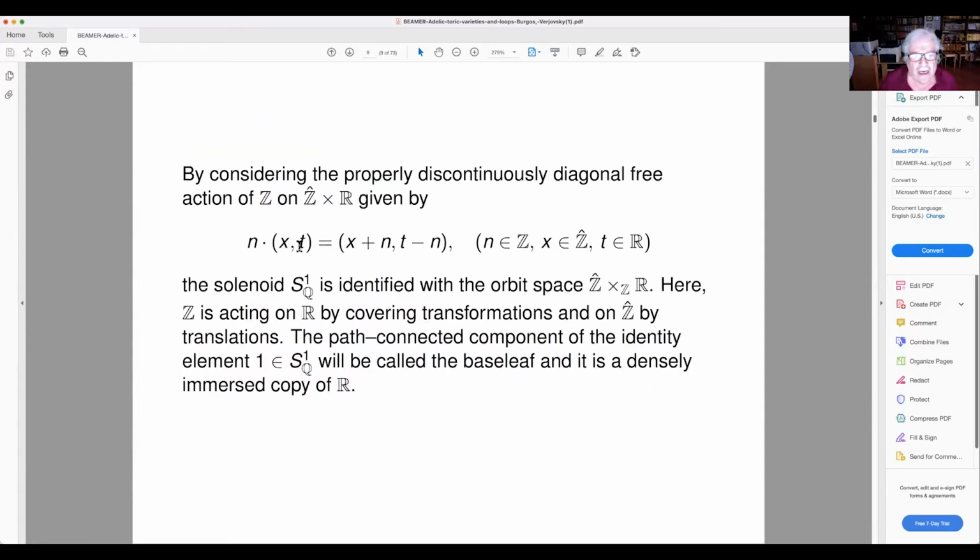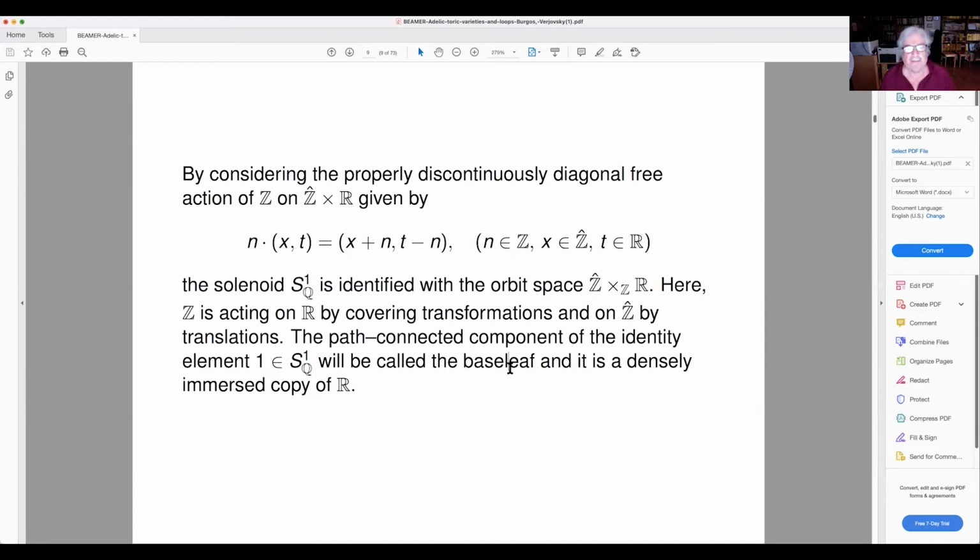You take the profinite completion of the integers multiplied by R and take this translation, this action. So in the R direction, you translate by n or minus n, and in the profinite completion, you add an integer. So this is an action of the integers on this product. If you take the quotient, you get the solenoid. And it's a beautiful object.